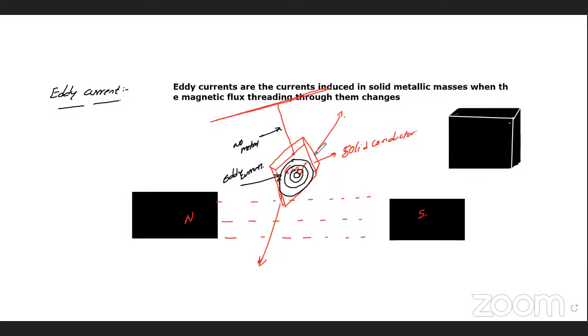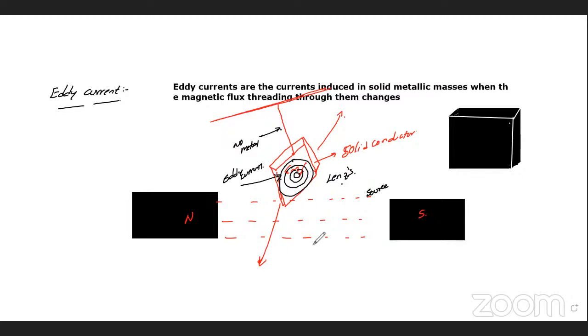and it will try to oppose the cause itself. Now we are going to discuss Lenz's law. First, from Faraday's law we have seen that a current is induced, and from Lenz's law, what is the source? This magnetic field is the source. Because of the source, an EMF is induced. Because of the EMF, current is induced. Because of the current, what will happen?